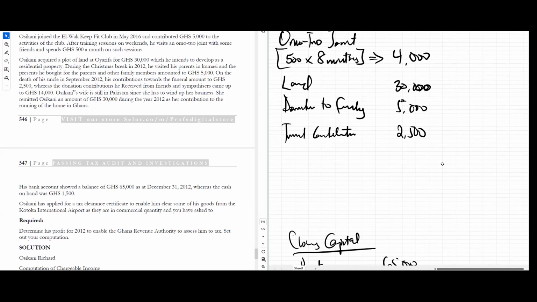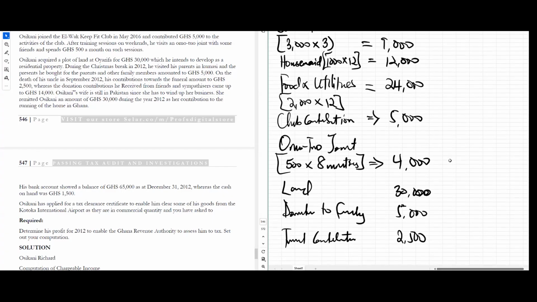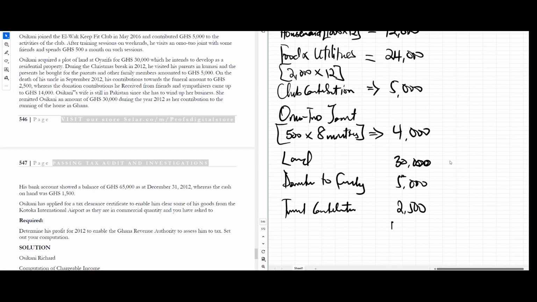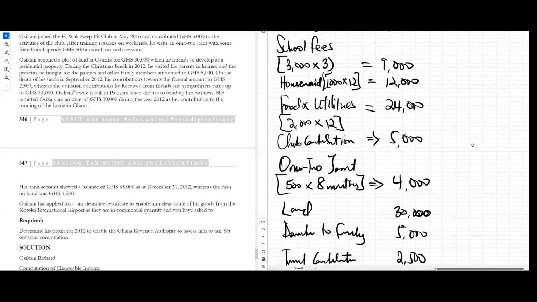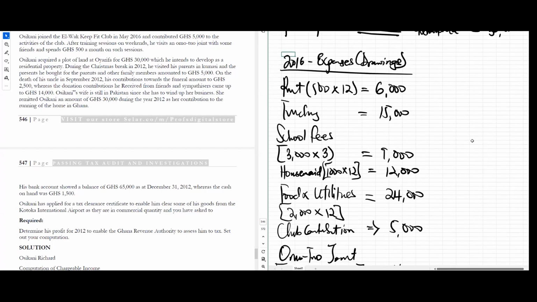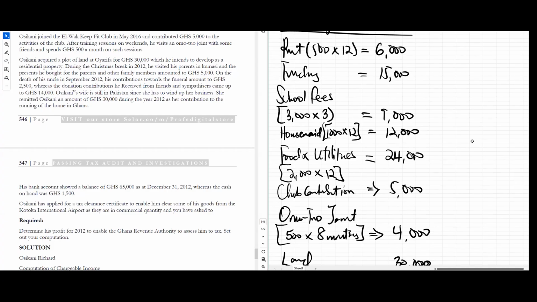So now have we established everything? Yes, we have. So kindly close this up for me. How much is his total expenses? You see how this question is? And this is 20 marks. Can you imagine? It's the same thing we know: savings plus drawings minus the non-taxable income.